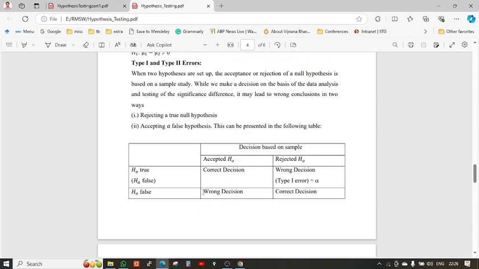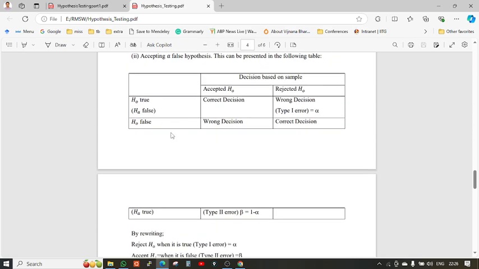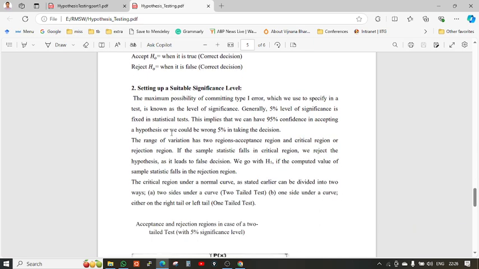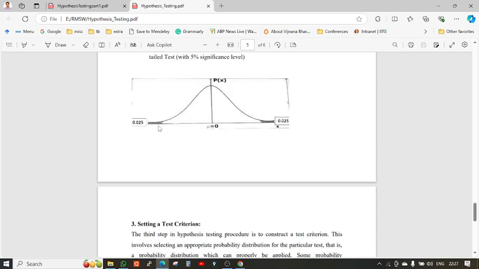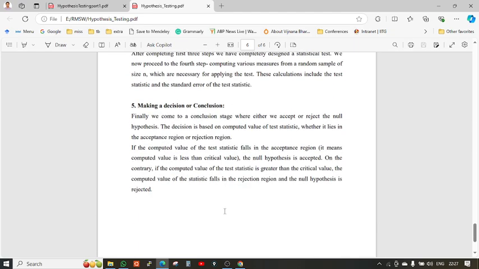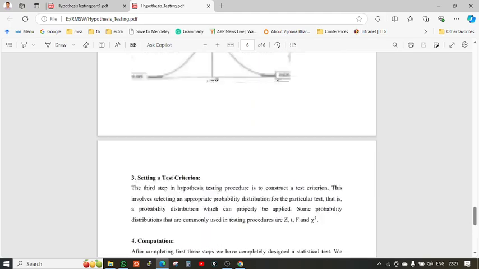So again here there are two types of error, type 1 and type 2 errors, and these errors are very significant for your test. Then we set the significance level, we have studied whether it is one-tail or two-tail, then setting a criterion, then computations and making a decision, all of which are related to the setting of the hypothesis.